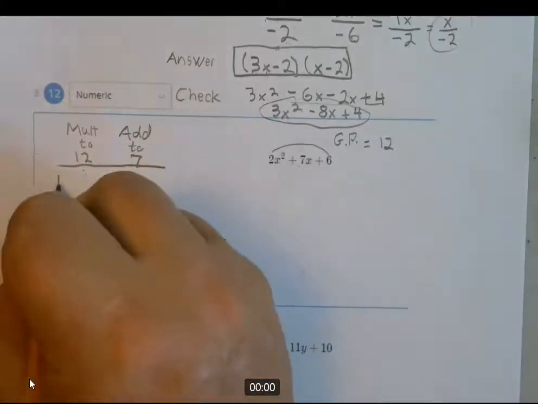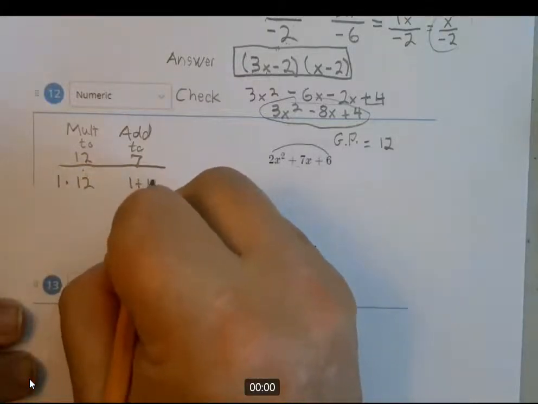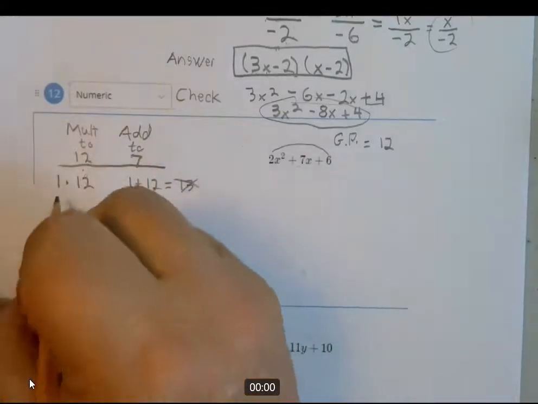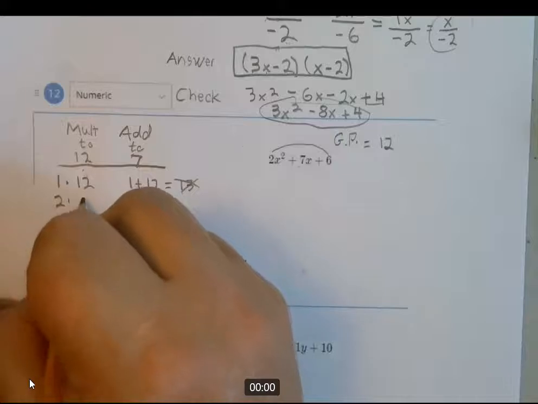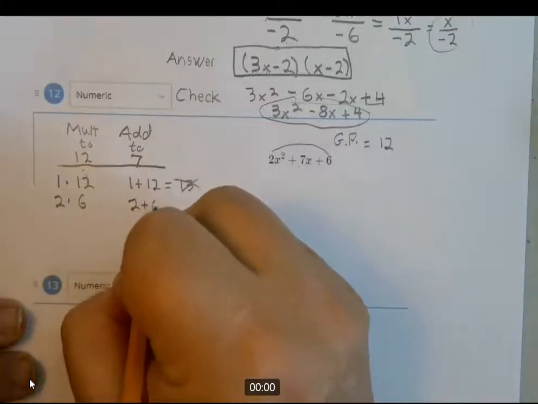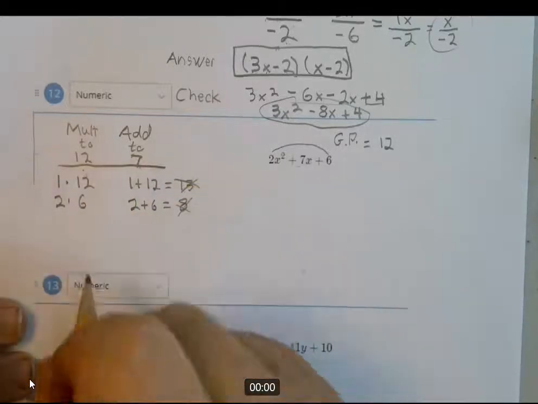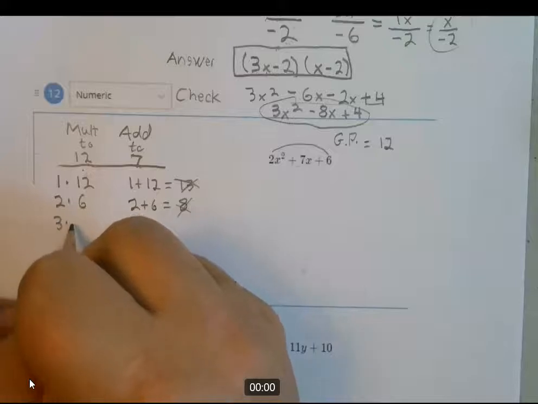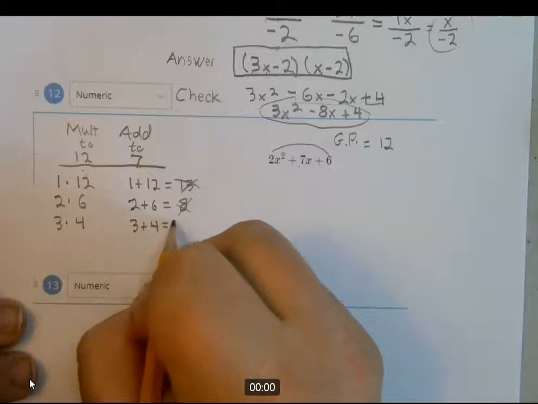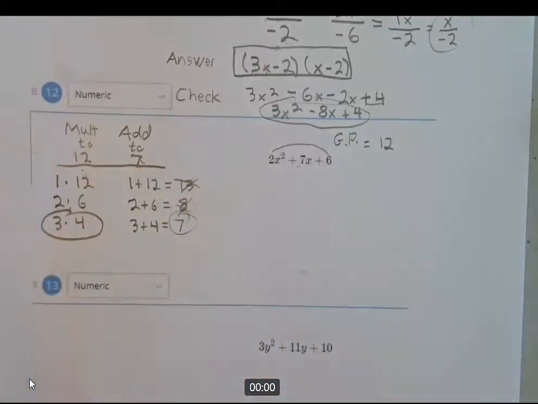So here we go. 1 times 12 equals 12, and 1 plus 12 equals 13. We want it to equal 7, so that's not the one. 2 times 6 equals 12, and 2 plus 6 equals 8. That's no good. That's not the one we want. We want 7. Let's go next. 3 times 4 equals 12. 3 plus 4 equals 7. That's the one we want. So these are the numbers we want, 3 and 4.